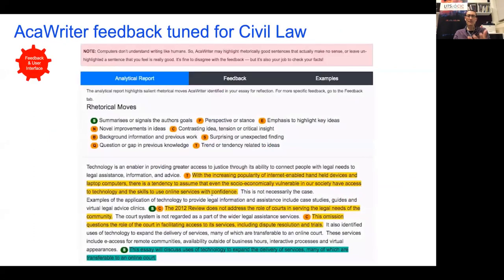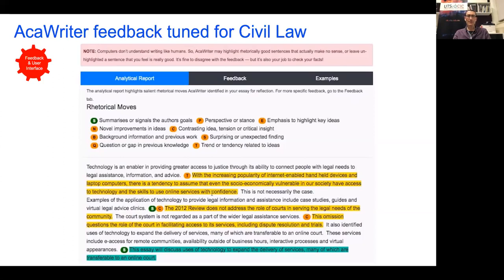So here's an example of the feedback that the ACA system provides to civil law students, highlighting where they are making significant rhetorical moves. For example, identifying a trend or tendency in the literature, or drawing a contrast, or identifying a tension of some sort in their text, or providing a signposting summary to the reader about what to expect in the text to come. And that feedback looks very different if we're dealing with, for example, first-person reflective writing about an experience on a work placement.